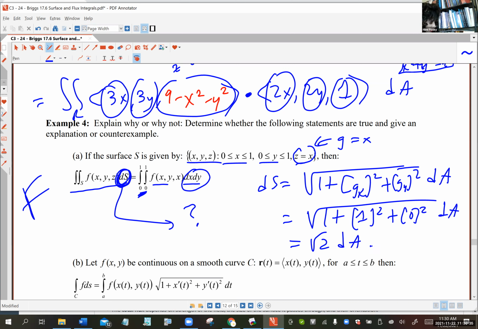So in order to fix this, if we did want to make it true, what it's missing is a factor of square root of 2. So if we would put the square root of 2 in there, then it would have been true. But because it was missing that, it's false. Cool, huh?